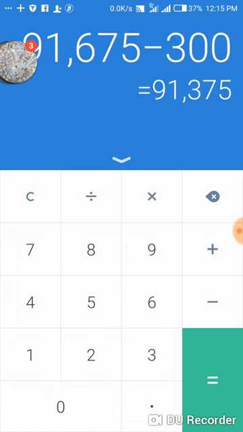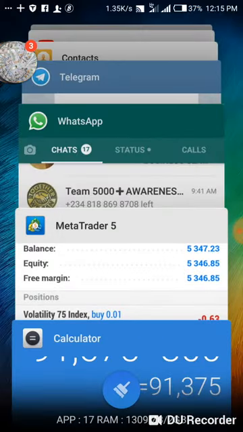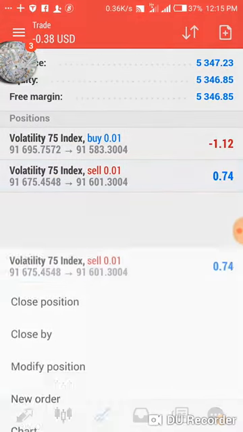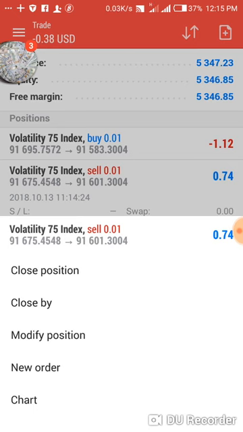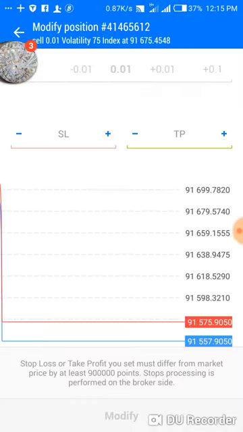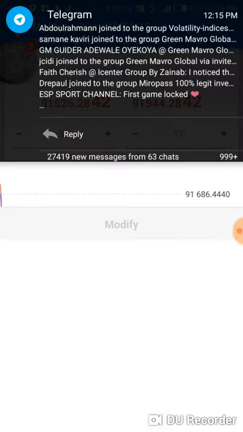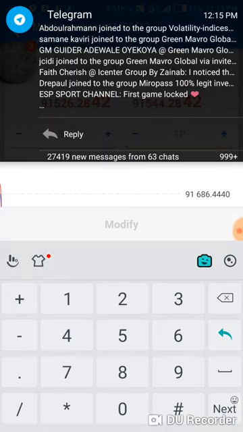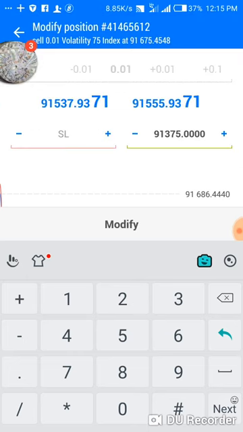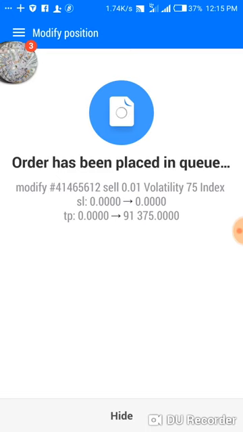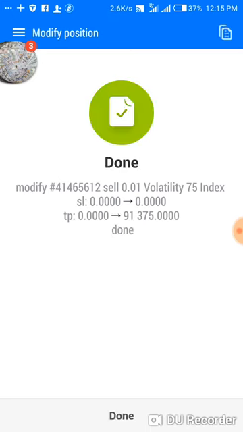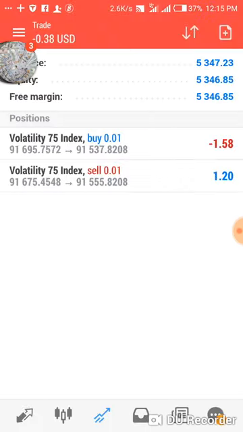300. That means our take profit will now be 91375. Once you click like that, click on modify position. You put 91375 in the TP. You now click modify. It will place. We don't use stop loss, we only use take profit.